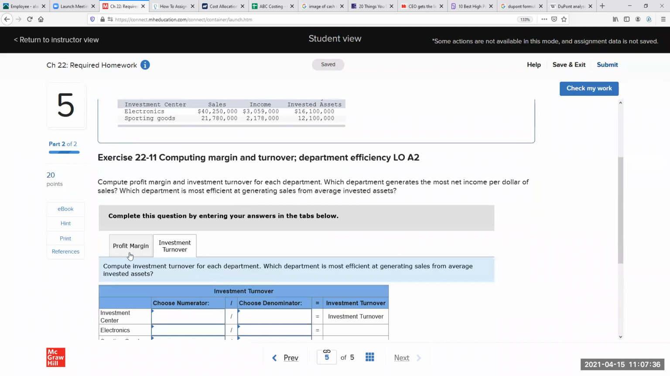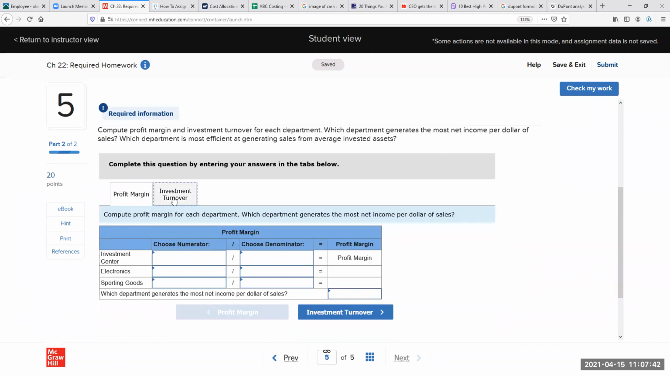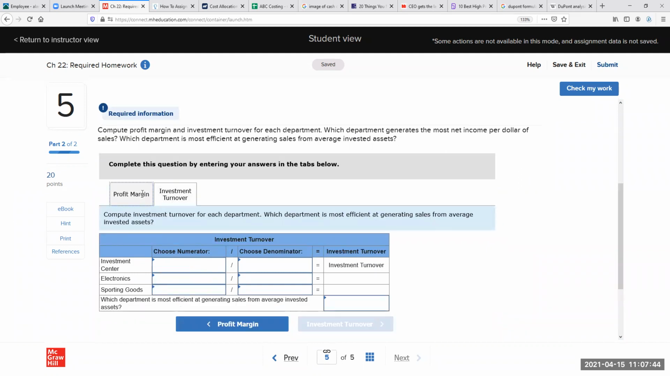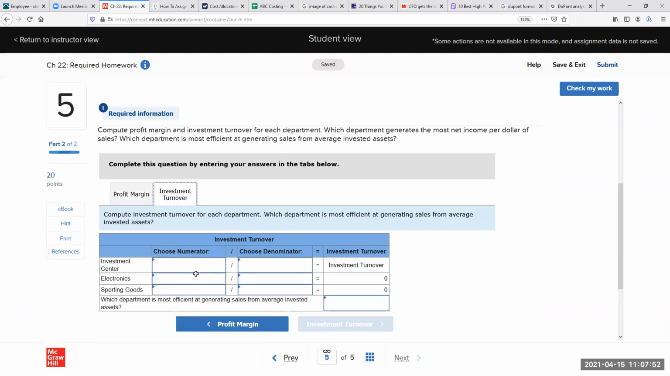Look what they did now. They have taken the ROI and broken it into 2, the profit margin and the investment turnover. So we're going to prove this because this is net income divided by the sales. And the investment turnover is the sales divided by the assets, right?